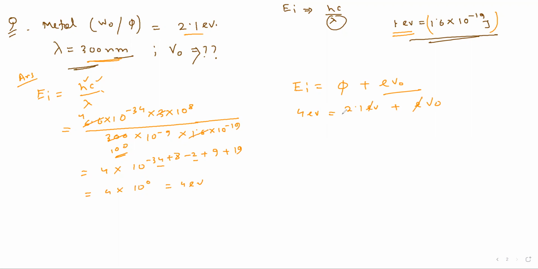So just move all the e stuff here. Can I write 4 eV equals 2.1 eV plus e V naught? What is the value of V naught? 4 minus 2.1, that is 1.9 V. Is it clear? Any doubt regarding this part?